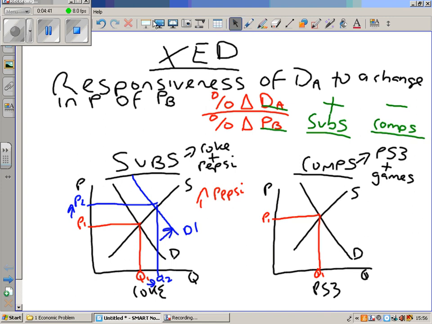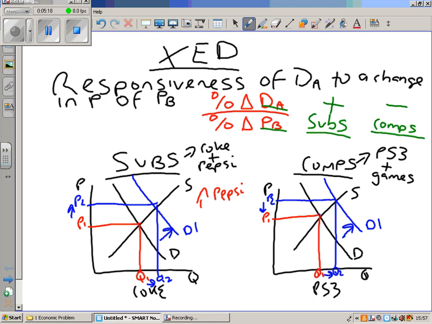So what I want to know now is what would happen to the demand for the PS3 as the price of games changes. So we've got the equilibrium point at P1, Q1. If PS3 games were to improve in quality or to reduce in price, we'd expect demand for consoles to increase. More people want the games, therefore more people buy the console. Obviously the reverse of this is true as well. If we were back at P1, Q1, if the price of the games increased, demand would fall for this product.